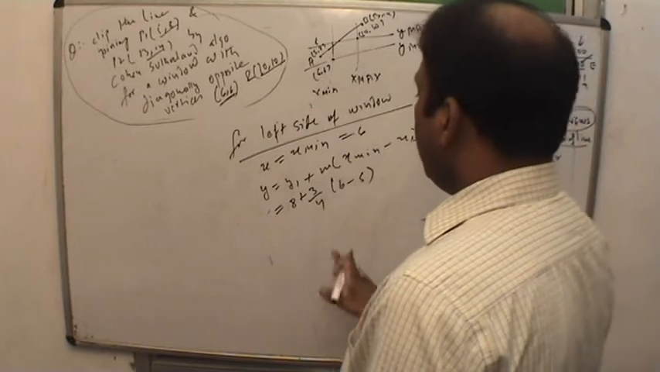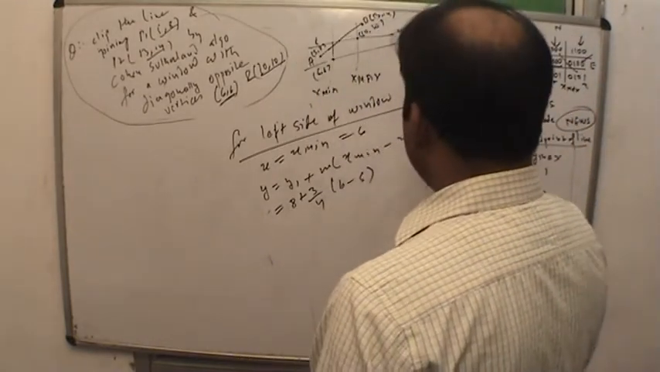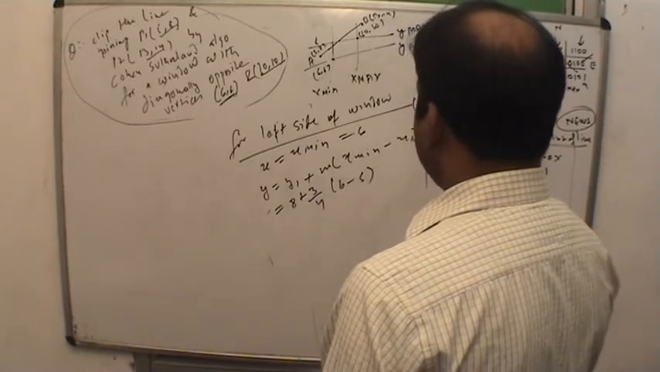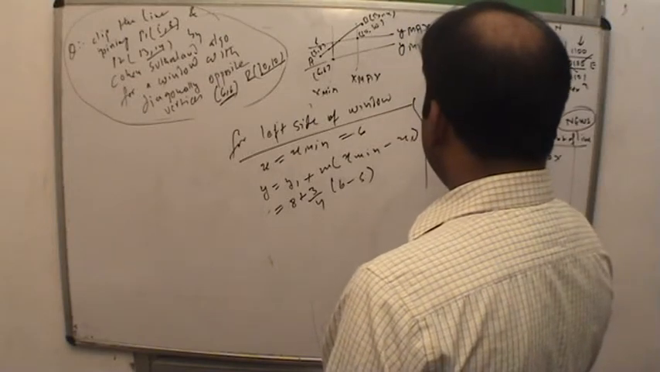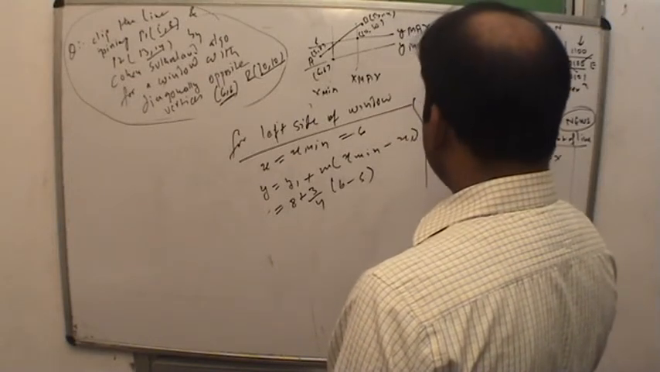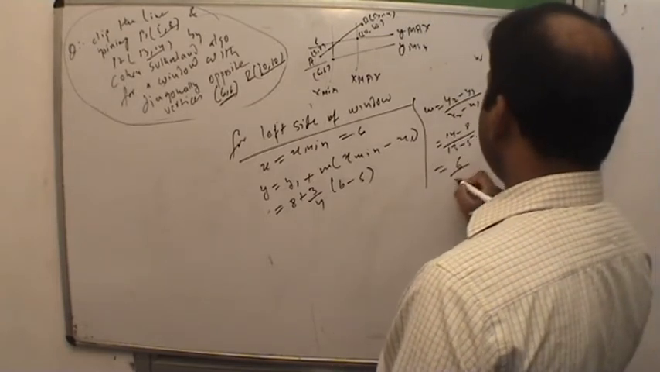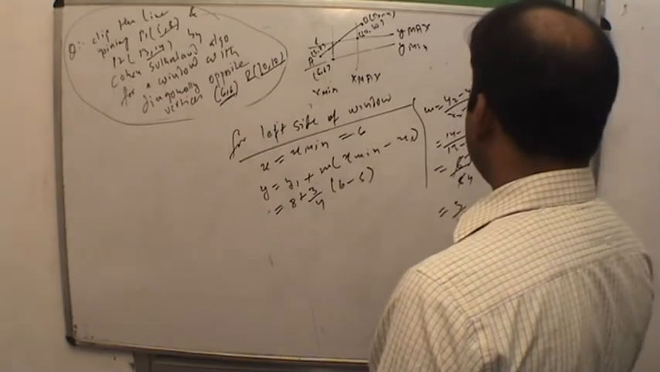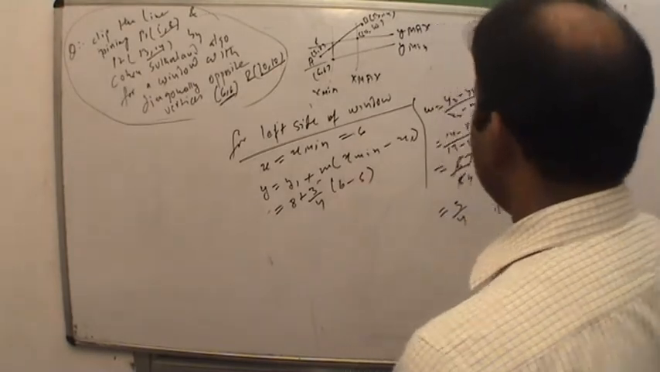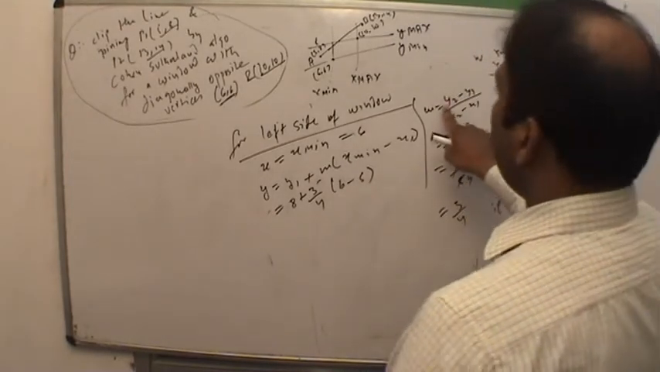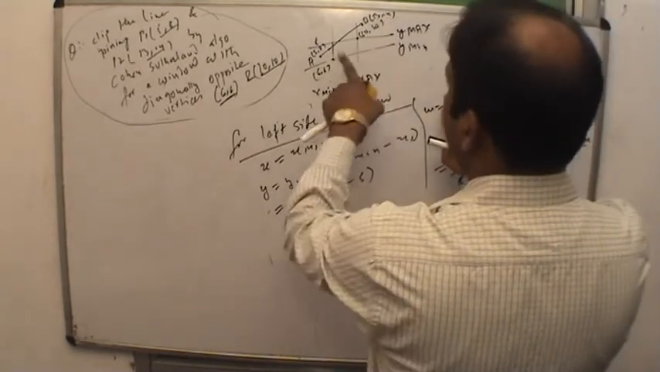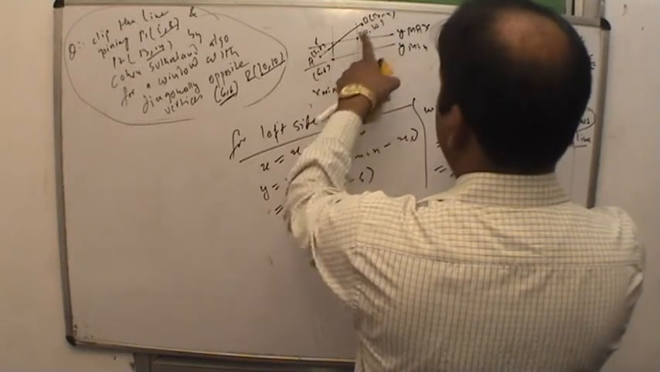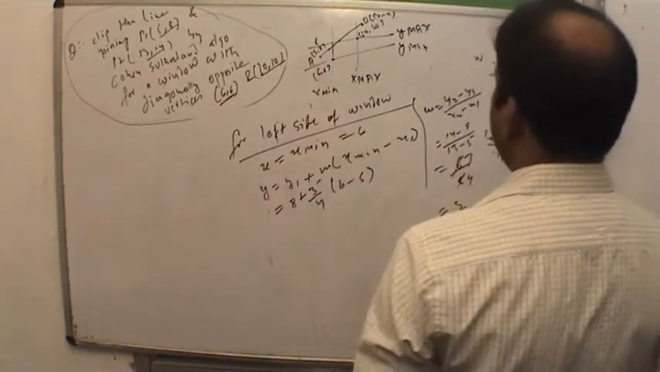How can we get the value 3 by 4? As we know, m equal to y2 minus y1 by x2 minus x1. We have the value of y2 is 14 minus y1 is 8, by x2 is 13 minus 5. So we get 6 by 8, and we can get 3 by 4. So we put the value of m as 3 by 4.